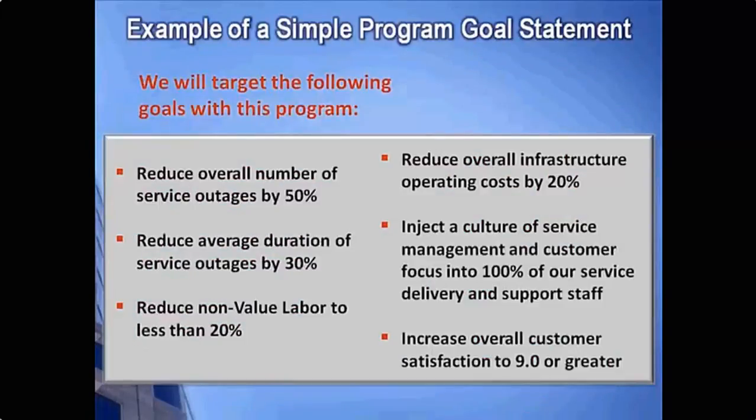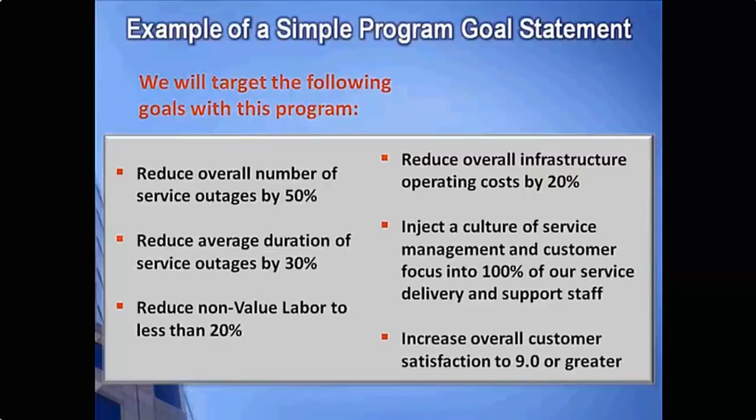Here's an example of a simple program goal statement. Reduce overall number of service outages by 50%. So the purpose of our program will be, we will reduce service outages by 50%. Average duration by 30%. Non-value labor, which is a good one, to less than 20%. That's a percentage of all the time people spend, and hopefully reduce the non-value labor that they spend underneath that number. Reduce overall infrastructure operating costs. Maybe there's a cost goal you're going to.